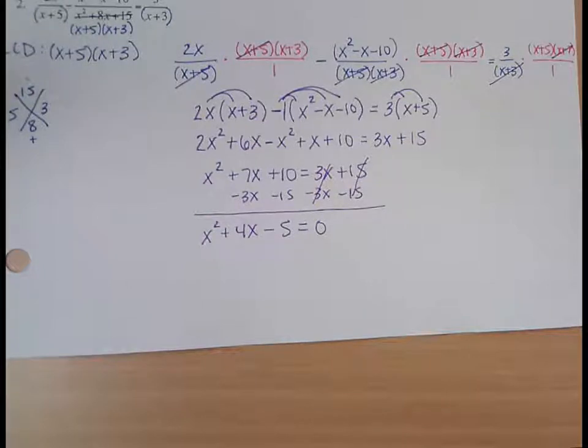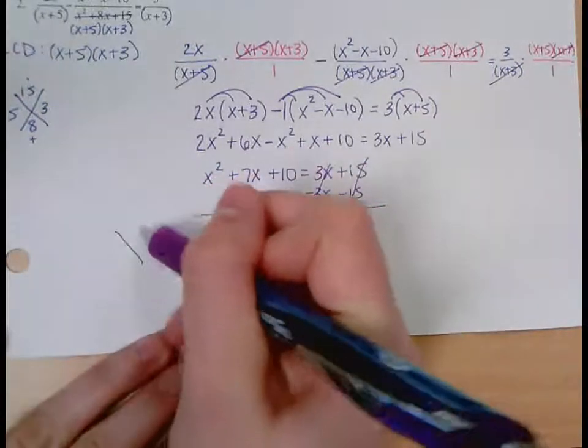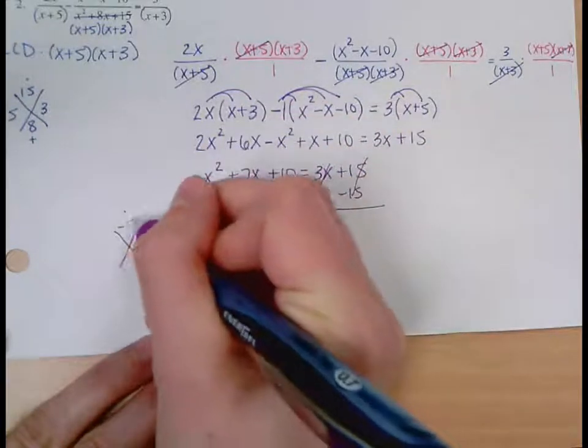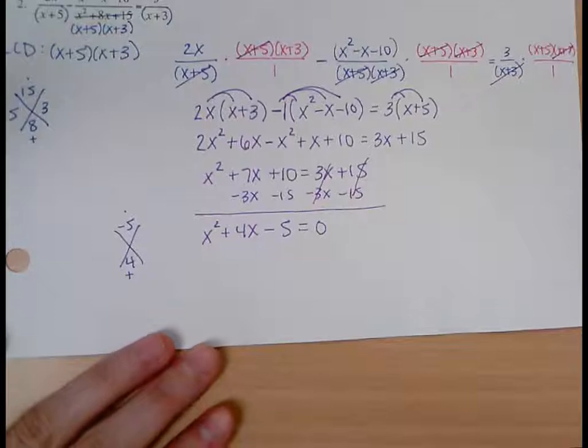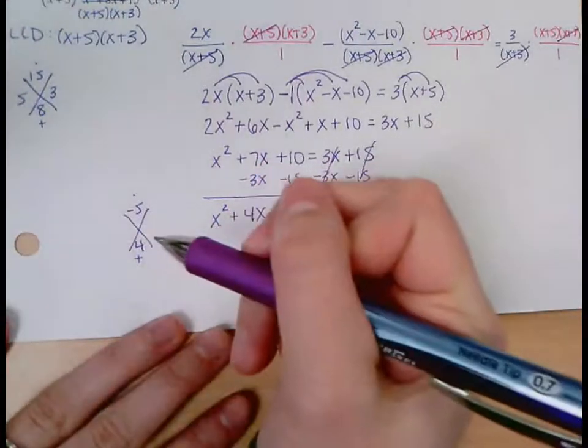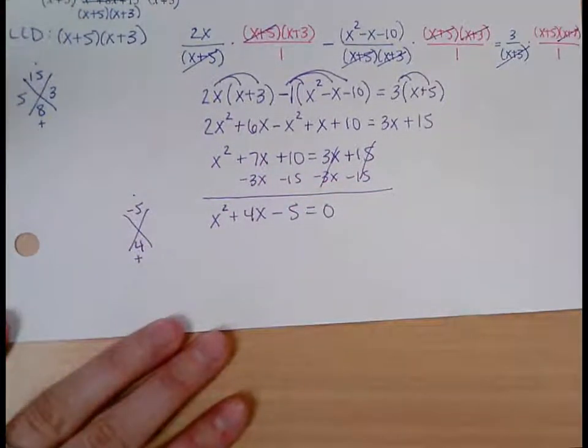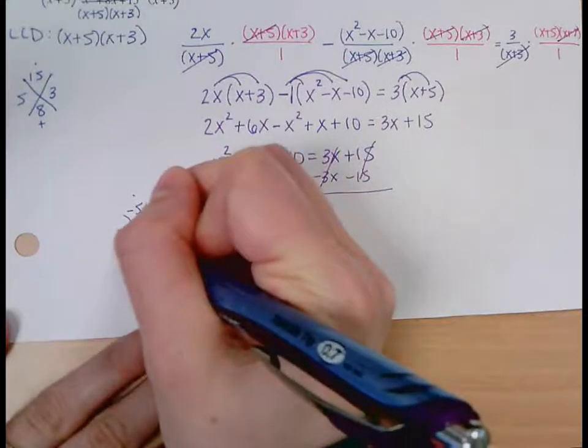So once you have one side equal to 0, then you can see, does it factor? Can I solve by factoring? Or you could use quadratic formula. Does this one factor? Are there two numbers that multiply to negative 5 and add to 4? Right track. 5 and negative 1.